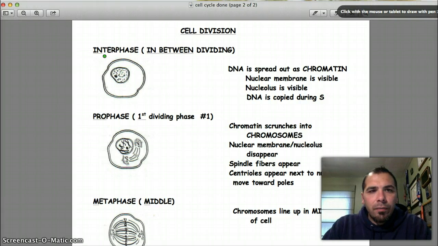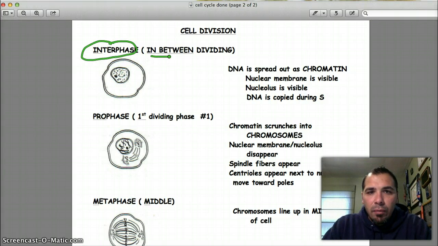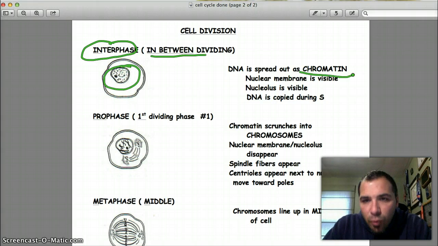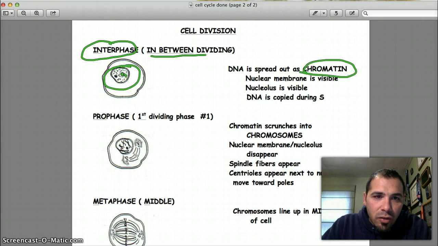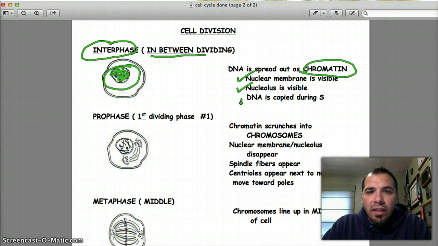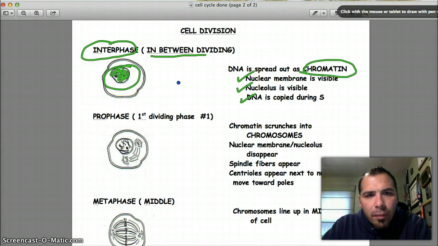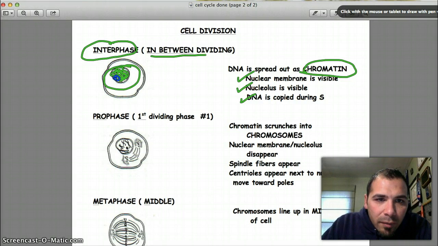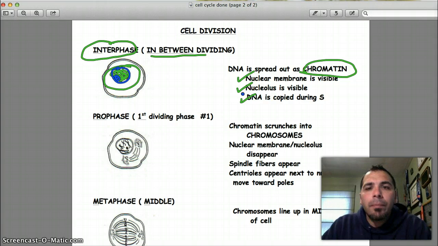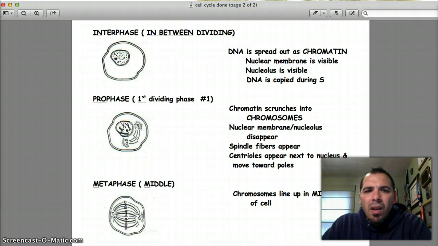So when we talk about interphase, again, in between the dividing, as you can see here, we've got a nucleus. The DNA is spread out like chromatin. You've got to think of these proper vocab. So there's my chromatin. You've got a nuclear membrane. You've got the nucleolus, and DNA is copied. So if I change my color here, my nucleus, I'll make it blue, or the nucleolus, cell membrane is still there. DNA is being copied, or what we call DNA replication.